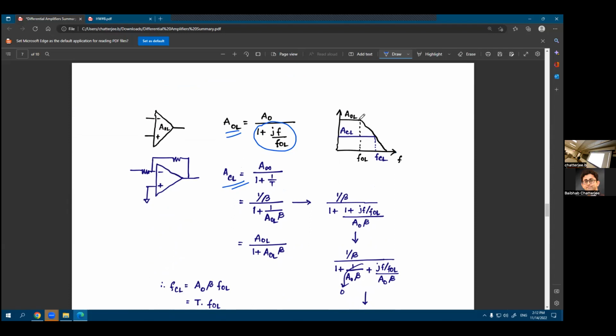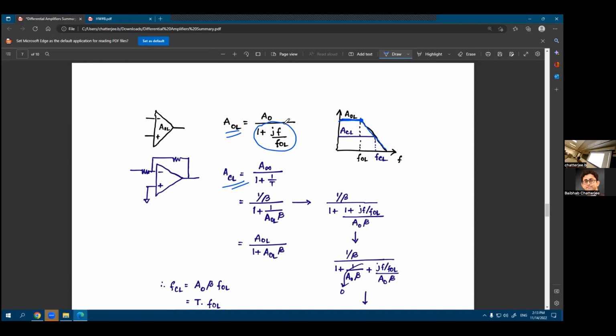So that means that at f open loop, you have a pole, and after that, your gain drops. Before that pole, your gain is equal to this A_OL, or A0 in this case, or whatever you see at the numerator. But after the open loop pole, your gain drops, right? And it drops at a slope of 20 dB per decade, right? Why 20 dB per decade? Because what is meant by a decade? It means 10 times the frequency.